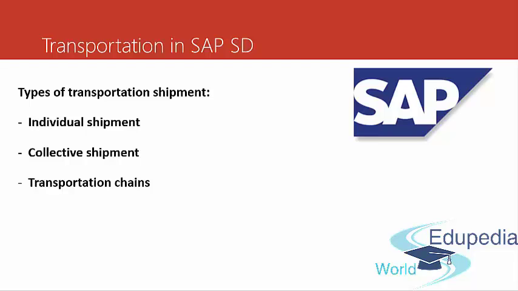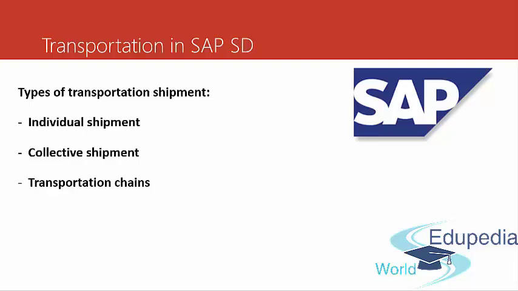Individual shipment. One or more deliveries are combined in one shipment document. It starts from the same starting point, such as shipping point, and ends at a common destination. For example, all deliveries originating from the same shipping point A and going to the same destination, transportation zone C, by truck can be clubbed together into the same shipment.